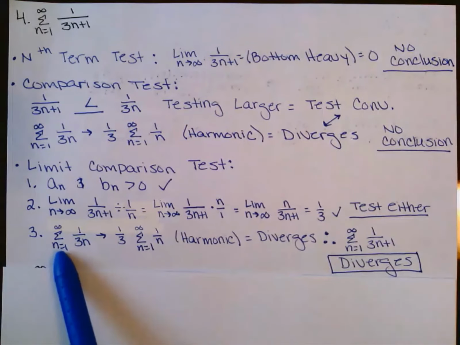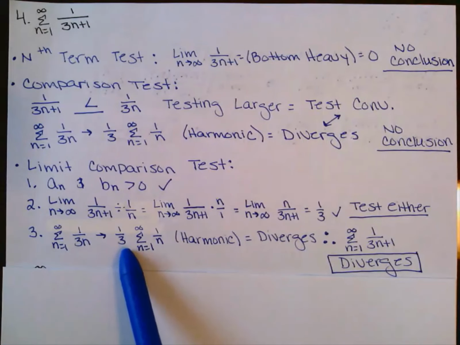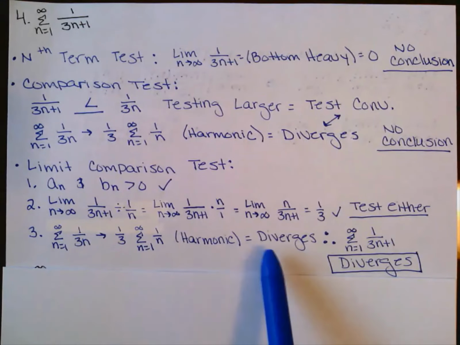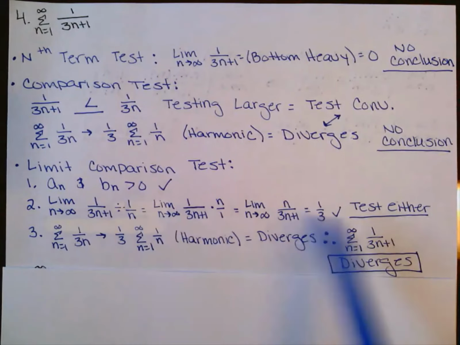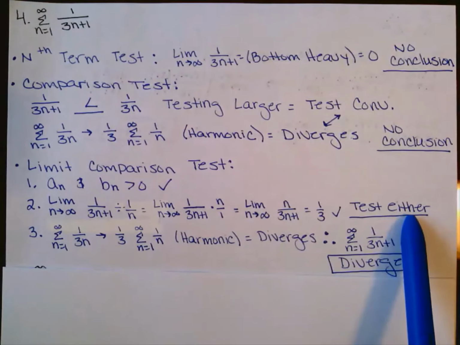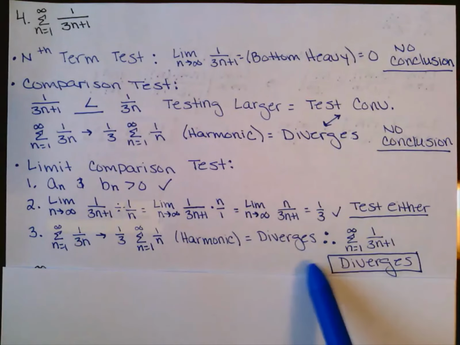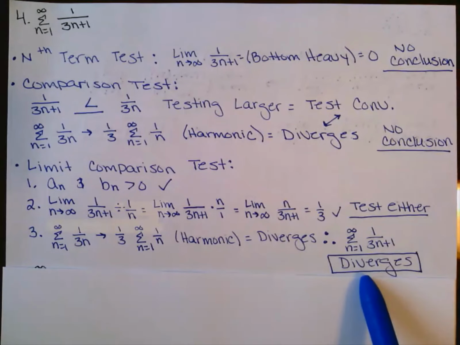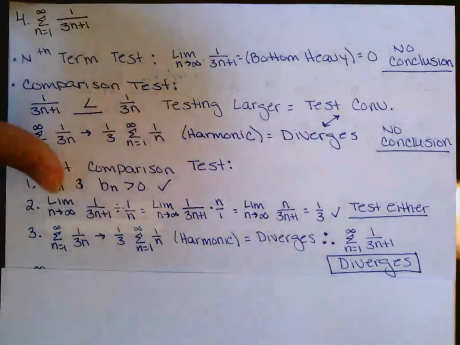So I just rewrote, took out the 1/3, said that it was harmonic and that it diverges, okay? So again, because of step 1 and 2, I could test for either convergence or divergence, and therefore we came to the conclusion that the original also diverges, okay? Let's look at our next one, okay?